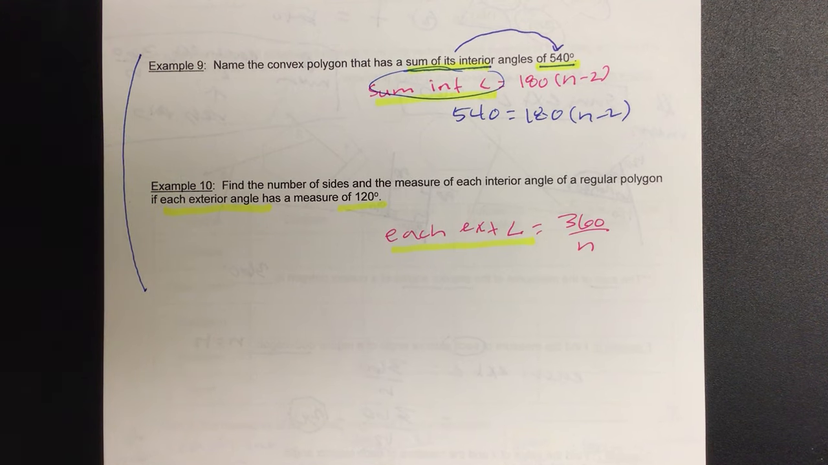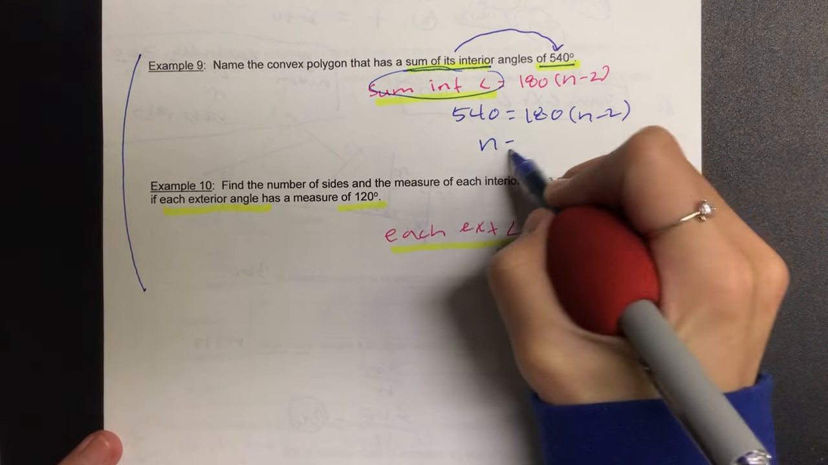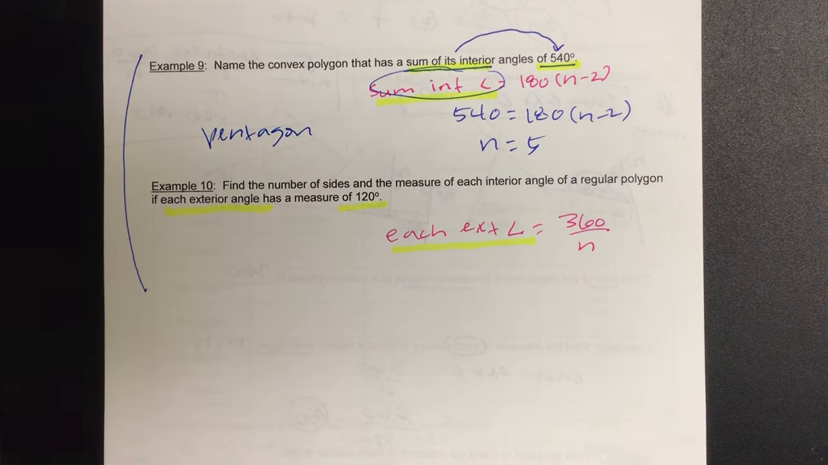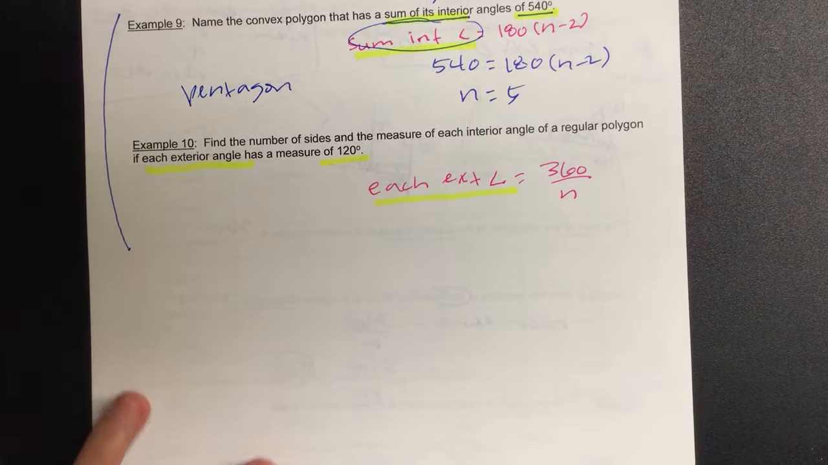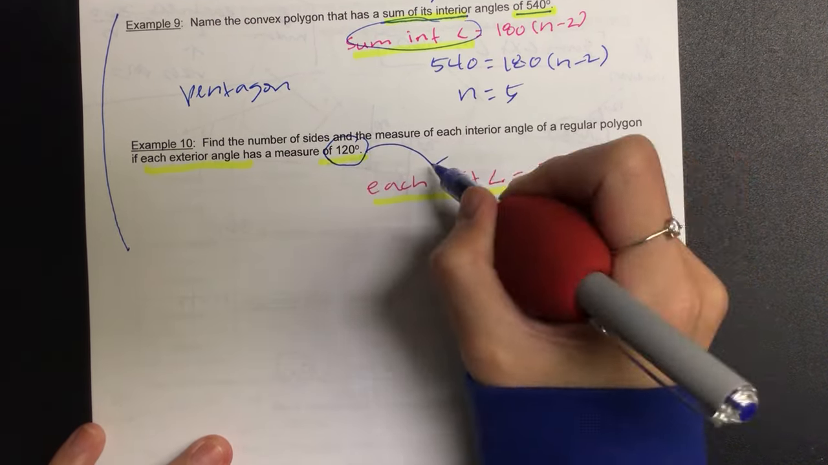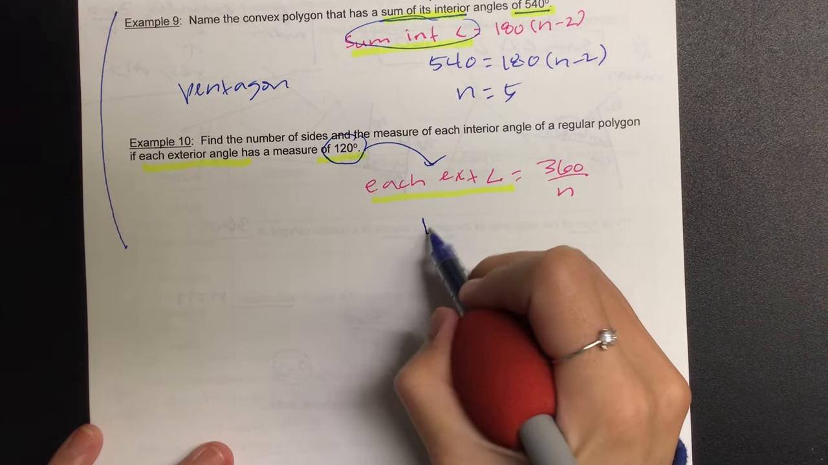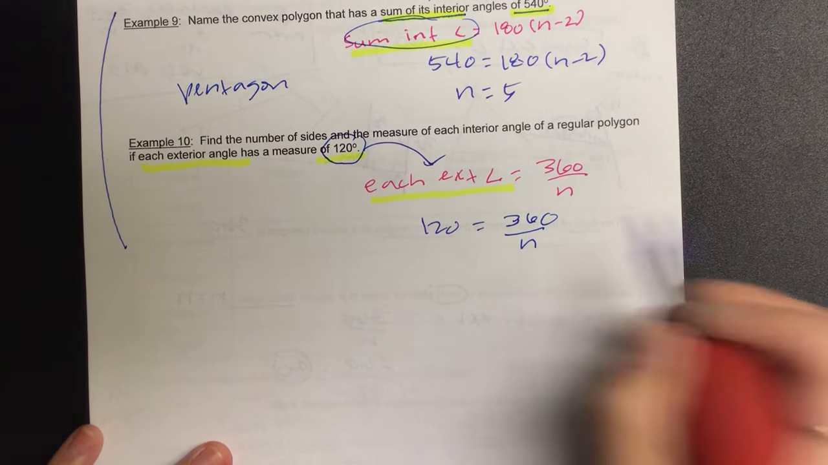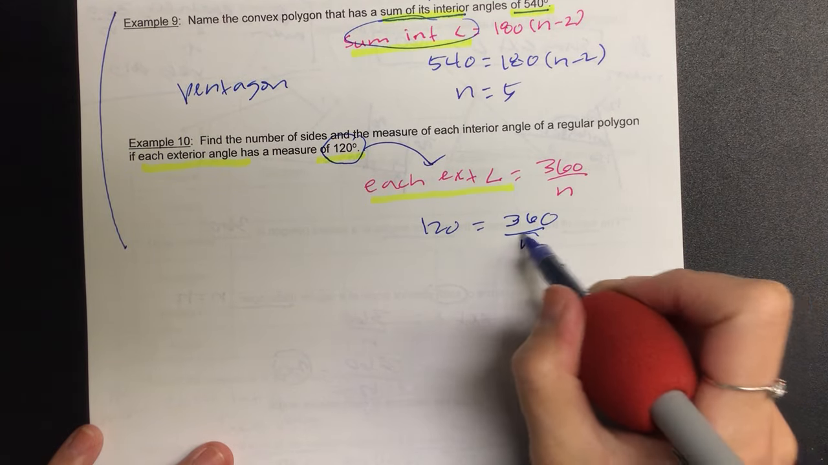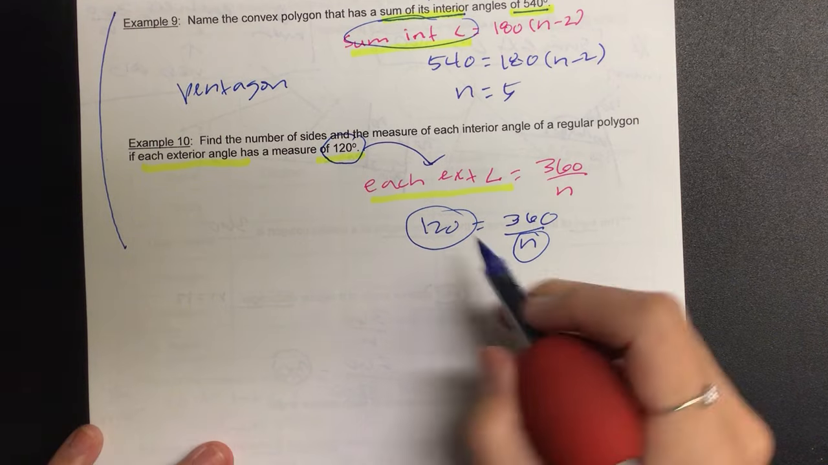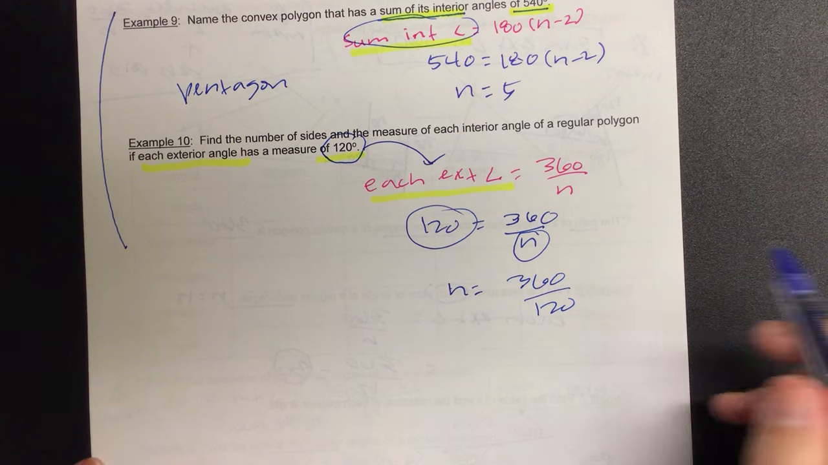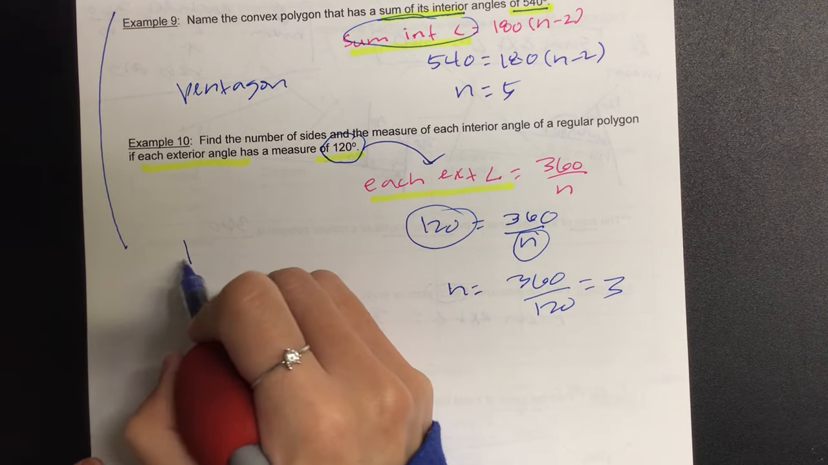So if it's a 5-sided image, what is the name of the image? Pentagon. For number 10, it says each exterior is 120. So I'm plugging this guy in for the each exterior. 360, and we can apply that rule where we have what? Swap. So we have n is equal to 360 over 120. And that will be a 3-sided image called a what? Triangle.